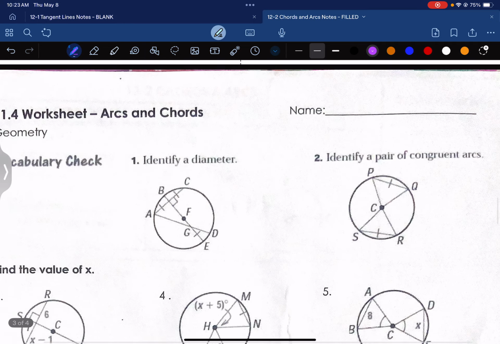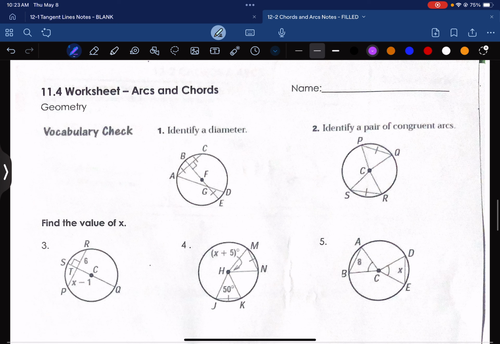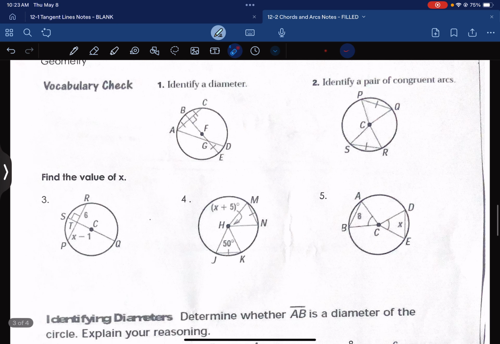All right, so let me go over your assignment real quick. Over there, these right here. This one says identify the diameter. Look at the chords and identify which one's your diameter. Name a pair of congruent arcs. This right here, find the value of x. So you have to solve for x. Remember which side, what's congruent.